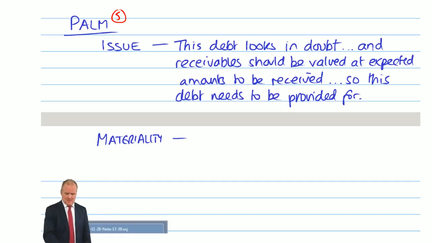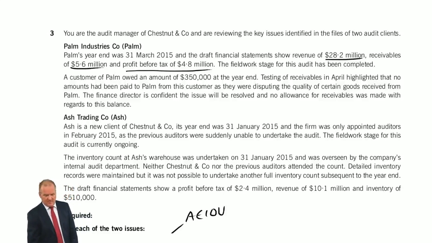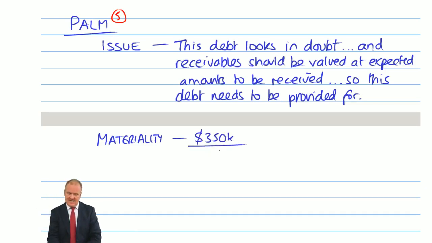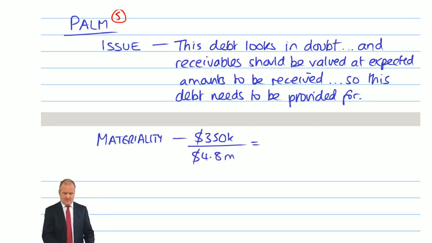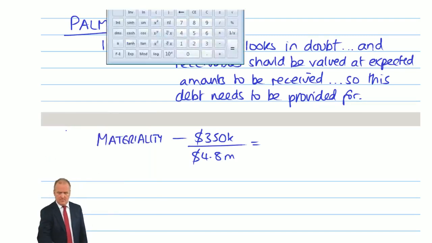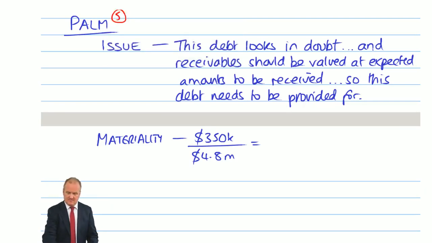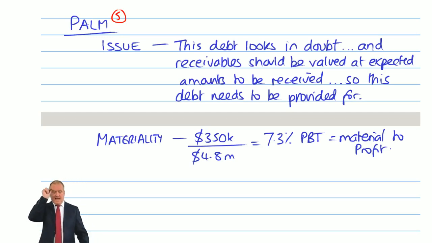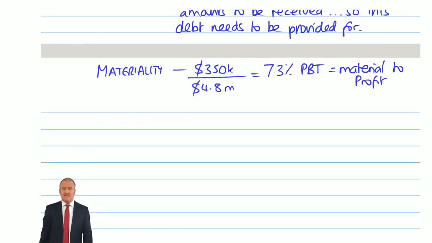Materiality. Profit before tax 4.8, the debt is 350. So 350k over 4.8 million is 7.3%. And that is material to profit. And if it's provided against, bad and doubtful debt expense would go up, so profit would go down. And that seems to me the most sensible calculation to do.